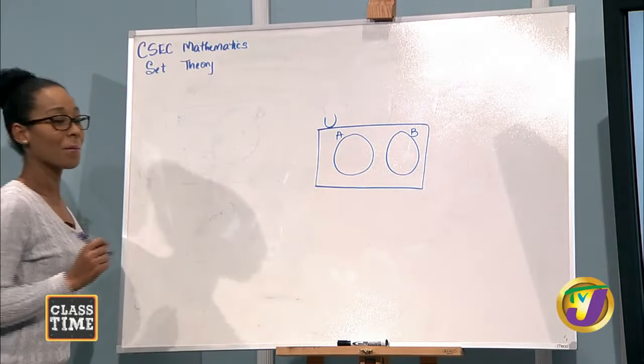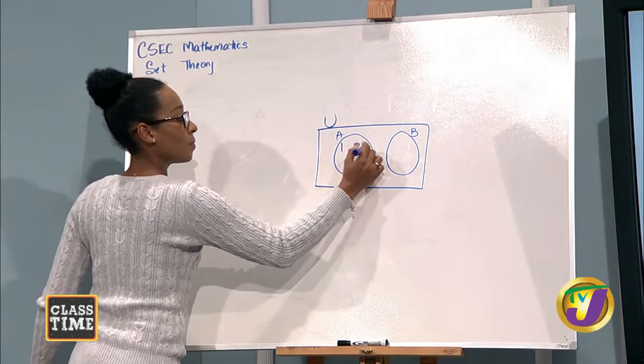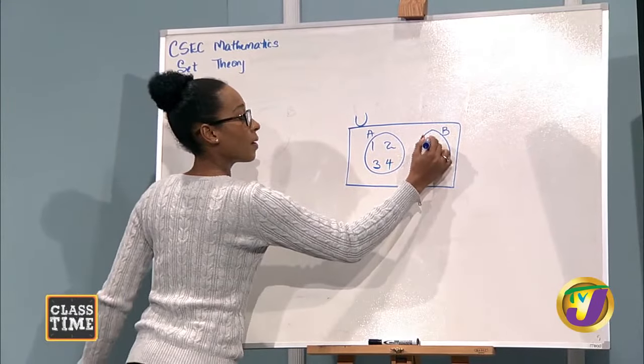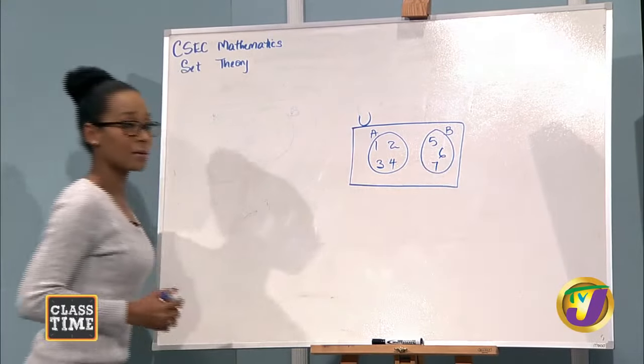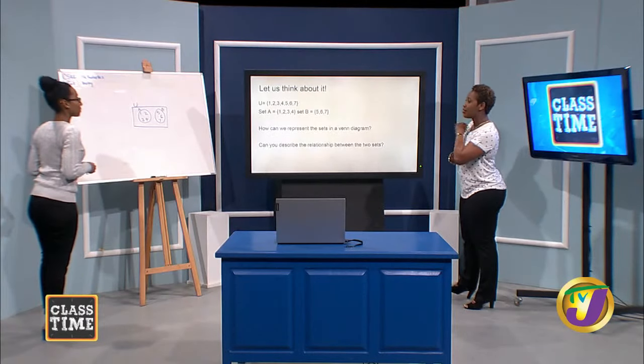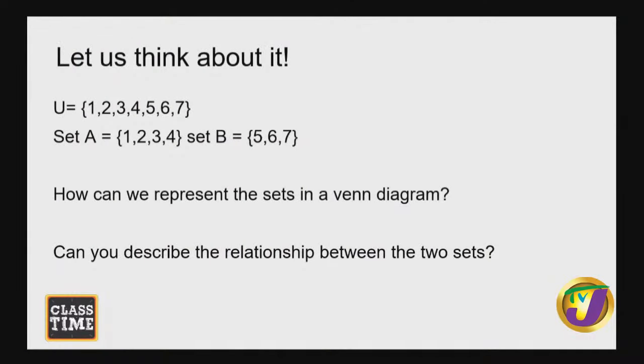So the elements in set A are 1, 2, 3, and 4. In set B, I have 5, 6, and 7. All right. Now let me just confirm that all my members of the universal set are there. Yes, it is there. Good. So the next question, can you describe the relationship between the 2 sets?